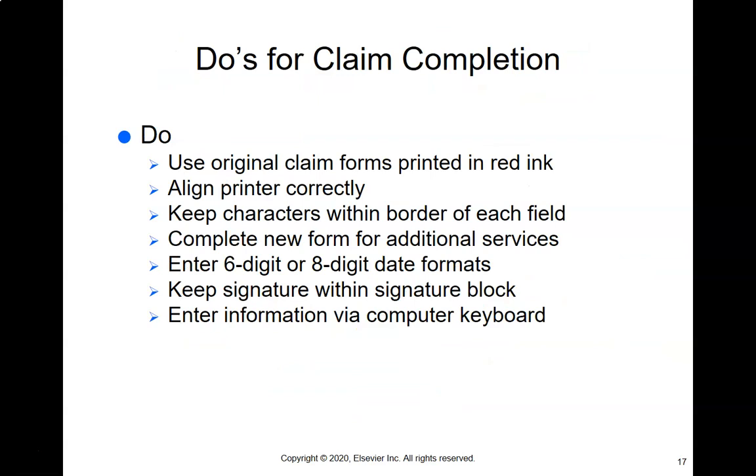The do's for claim completion. Do use original claim forms printed in red ink. Align the printer correctly. Keep characters within the border of each field. Keep a new form for additional services. Enter 6-digit or 8-digit date formats. Keep the signature within the signature block. And enter information via computer keyboard.